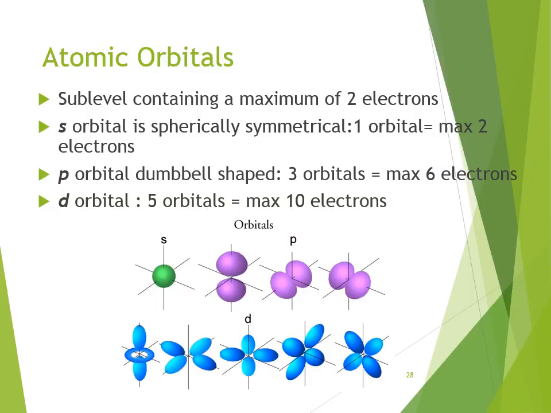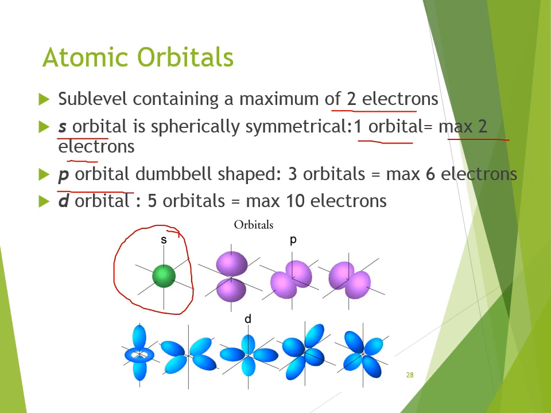Let's look a little closer at these atomic orbitals, because remember, the S, P, and D letters that we just looked at represent orbitals. Now, an orbital is a sublevel that contains a maximum of 2 electrons. The s orbital, represented by this green sphere, has just 1 orbital. Since each orbital can hold a max of 2 electrons, the s orbital can only hold 2 electrons.